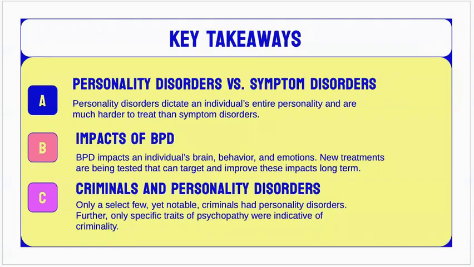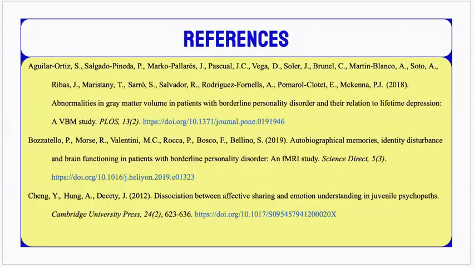So to wrap up, here are my key takeaways. So first, personality disorders encompass a person's entire personality, and therefore they are much harder to treat. But due to the widespread impacts of borderline personality disorder, new treatments are coming to light that can help an individual gain a sense of identity outside of the instability of their disorder. And lastly, stereotypes around criminality and personality disorders are very dangerous and inaccurate, and awareness must be presented to stop perpetuating these stereotypes. Here are my references.